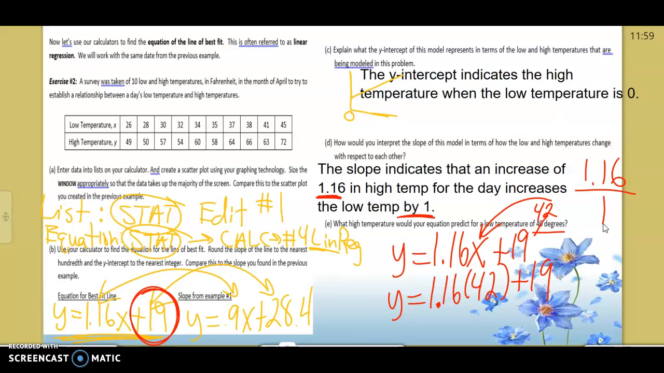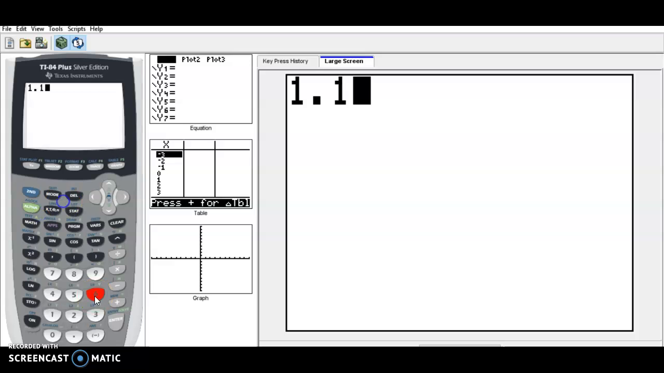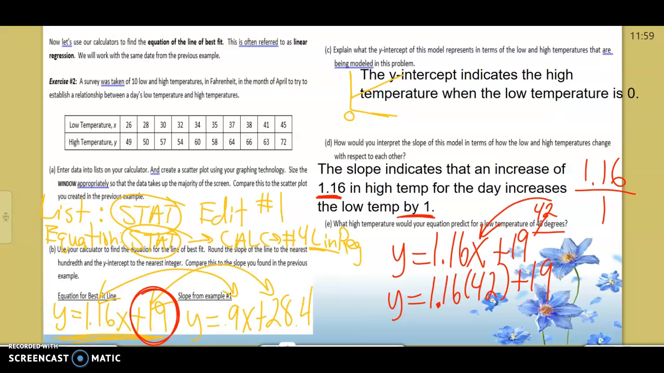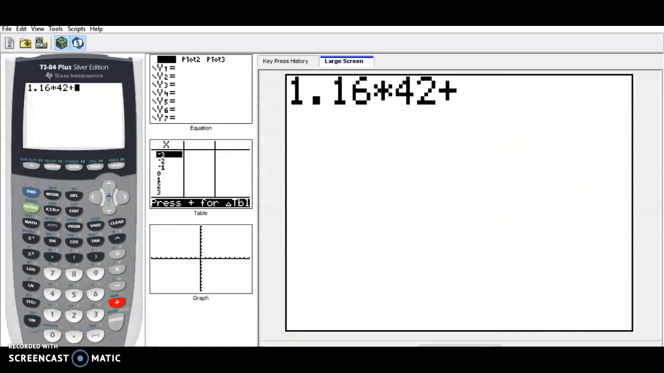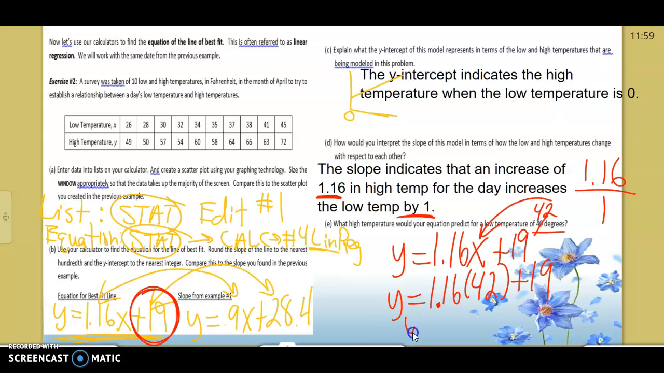So put 42 degrees in for x, so that it's 1.16 times 42 plus, and we've got 19 degrees for the y-intercept, 19. Calculator says, plan on it being 67 degrees. All right, that's good to know. Maybe a light jacket, maybe pants, maybe shorts, depending on what kind of style you're going with. So we kind of know how to dress for the day. But let's go ahead and round that to the nearest degree. Call it 68.